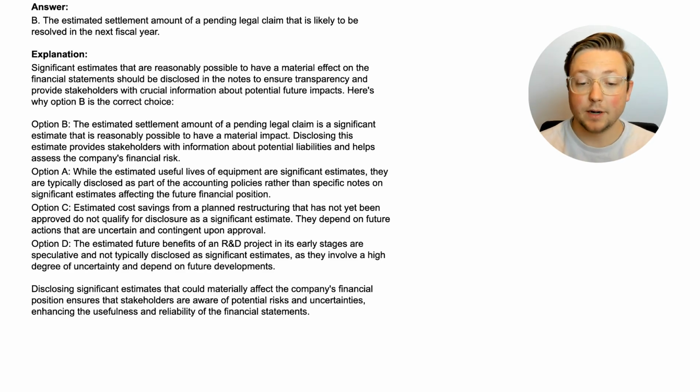Option D. The estimated future benefits of an R&D project in its early stages are speculative and not typically disclosed as significant estimates, as they involve a high degree of uncertainty and depend on future developments. So these are things that, again, you probably wouldn't have a big note disclosing these significant estimates, unlike with option B, where it was something that is reasonably possible to happen and it's gonna materially affect the company. That's when you would make a note about that.